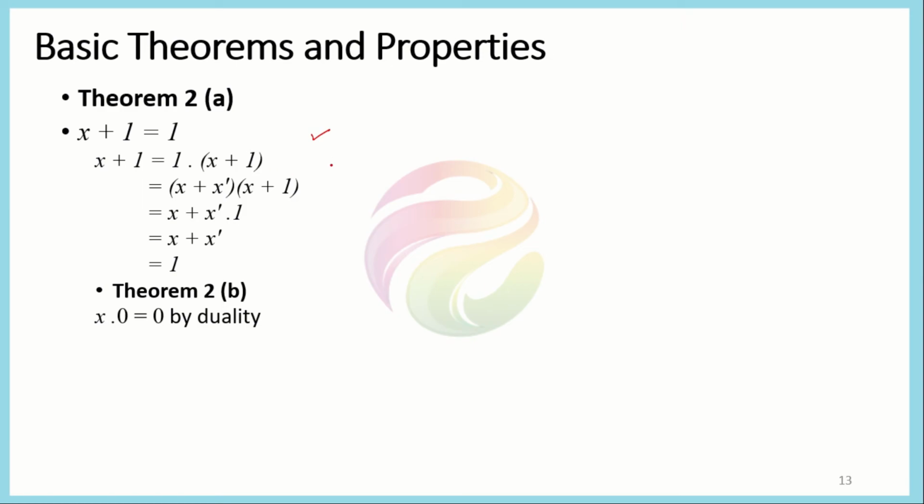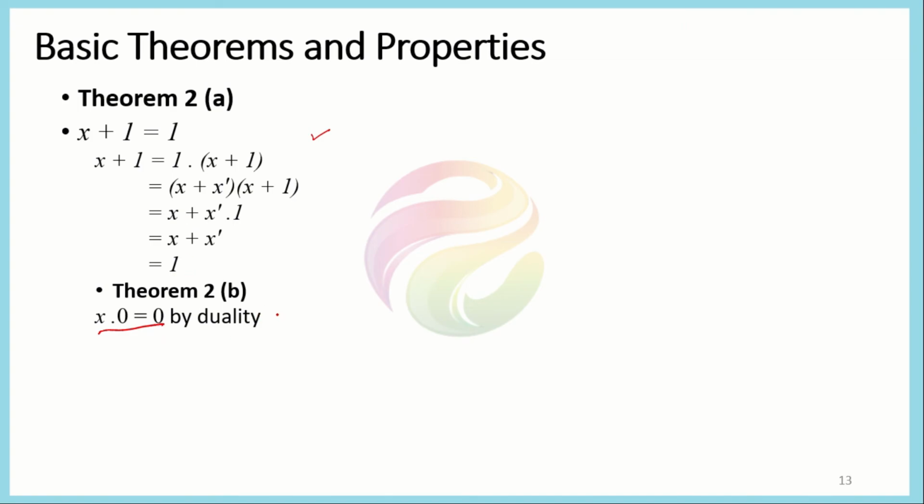For the mathematical proof, you may follow these steps. These steps again are from the same table. And if you have to prove its other counterpart, theorem 2b, which is that for any number x, if you perform the AND operation with 0, the result will always be equal to 0. You know that for the AND operation, if one of the terms is 0, the result is always 0. So it's quite obvious, but you can always follow the mathematical calculation like this to prove this.